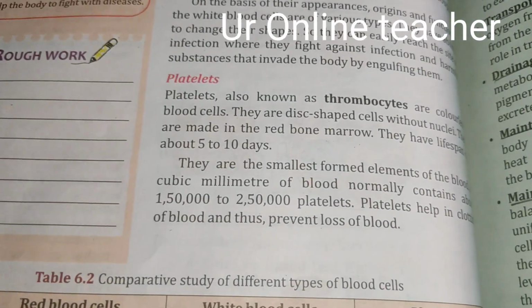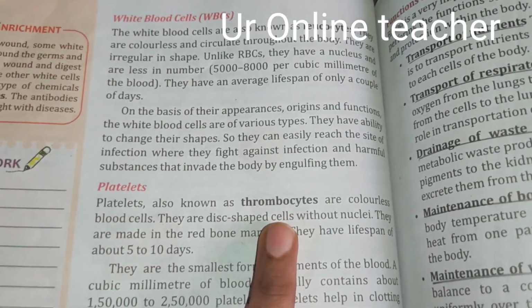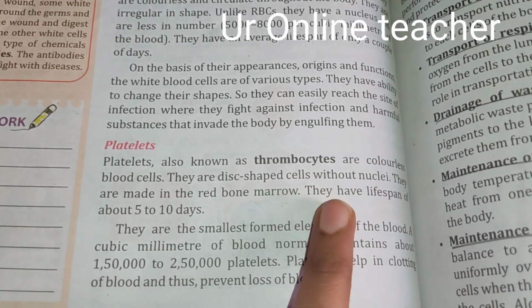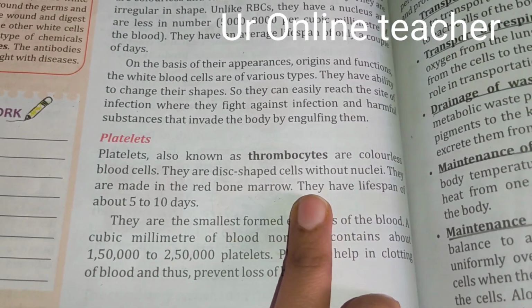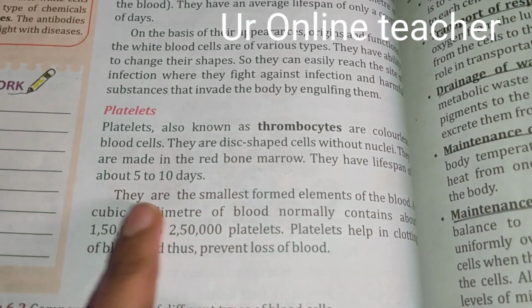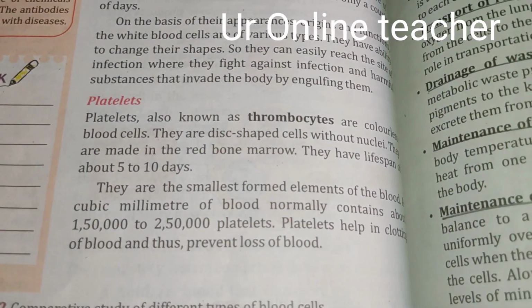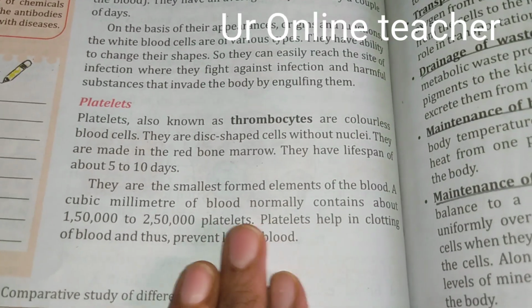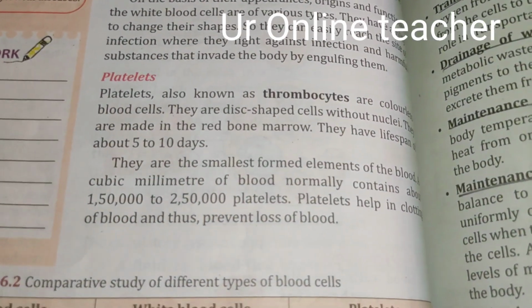Then platelets, they are also called thrombocytes. These are also colorless and disc shaped. They don't have nuclei. They are also made in the red bone marrow. Their lifespan is 5 to 10 days. These are the smallest formed elements of the blood.